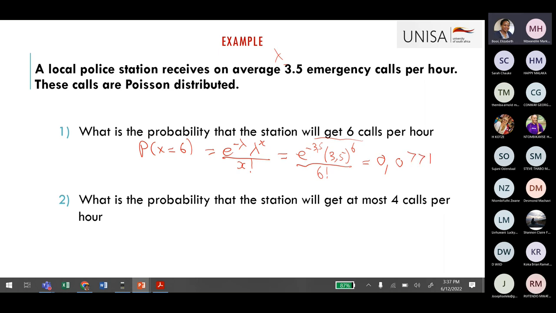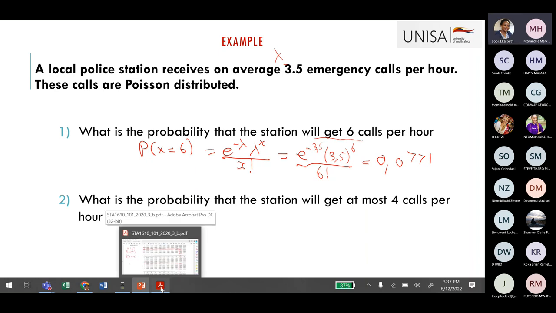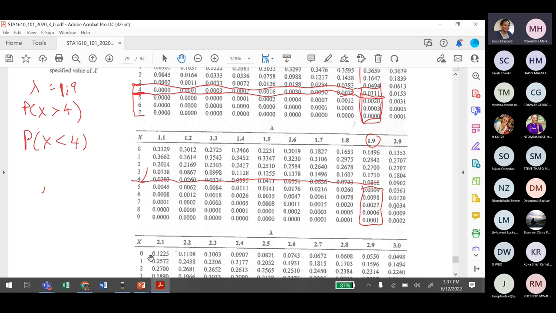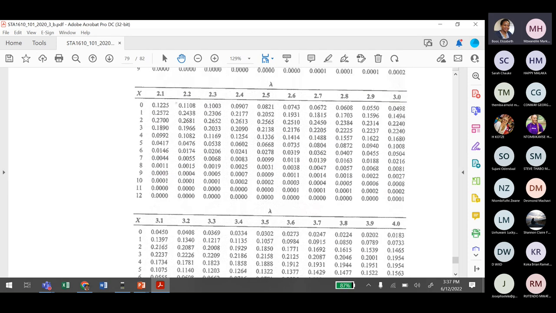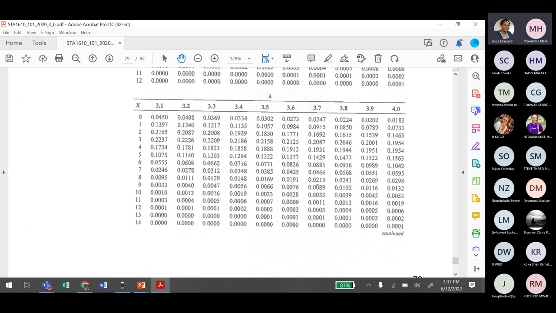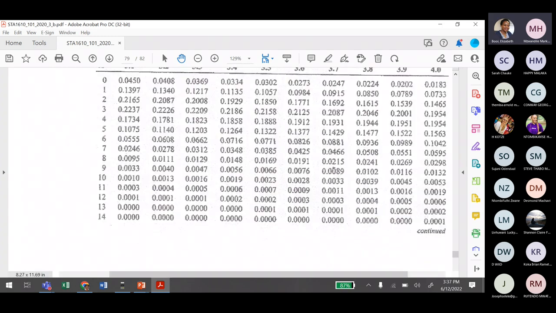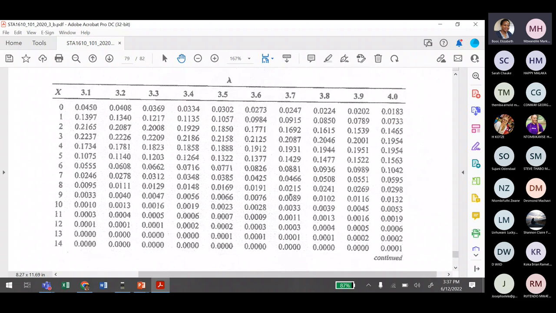Now let's use the table. Our lambda is 3.5, so we go to the table for 3.5, and that is our table. I can make it bigger so that you are able to see. 3.5 is our table, and we're looking for x of 6 where they both meet, and there is our probability. So you can either use a table or use the formula to calculate.